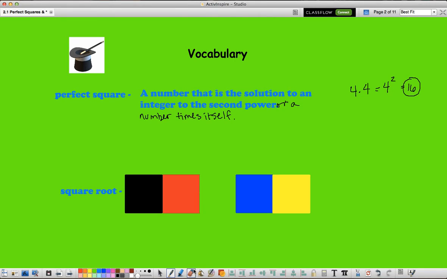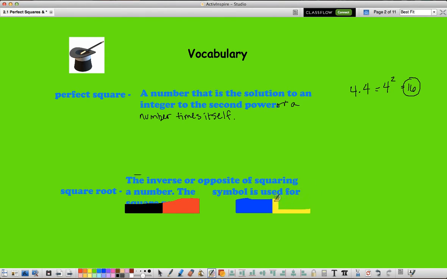The square root then, so we're going to take a step back, the square root is the inverse or opposite of squaring. It's what we do to undo squaring. And the symbol for that looks like this. It's called a radical symbol. You're going to want to make sure that you have that. So in this case, if I wanted to know the square root of 16, I know that 16 is equal to 4 squared.